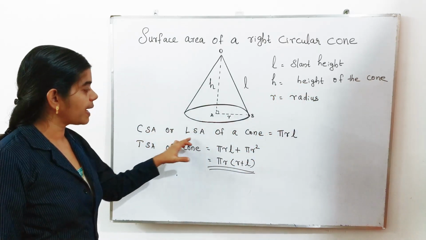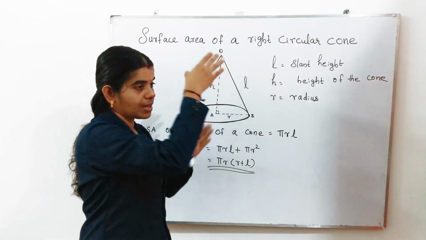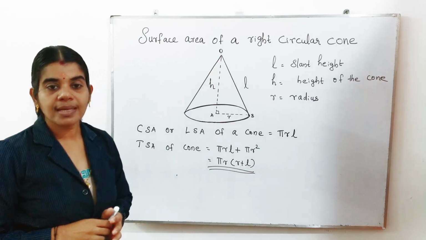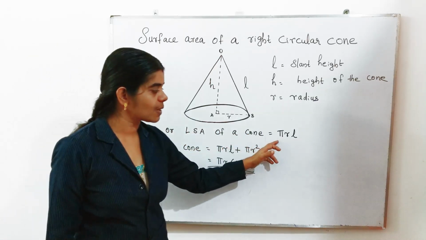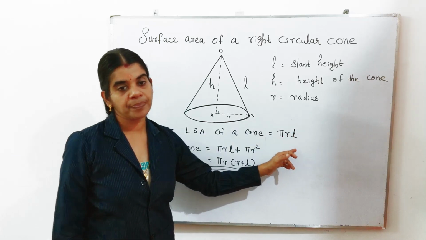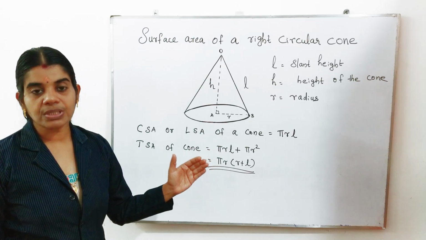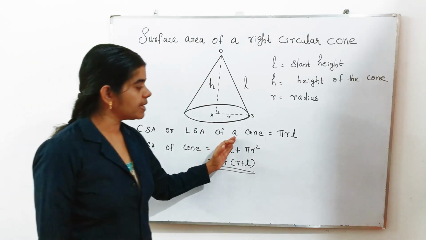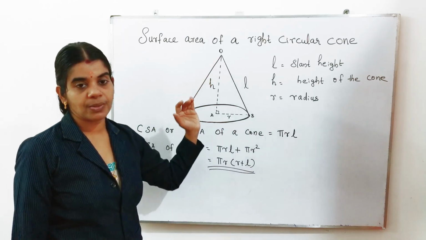Then the CSA or LSA of a cone. CSA or LSA means the top, triangular part only. That area is known as the CSA or LSA of a cone, and it is equal to pi r L. The value of pi is 22 by 7 or 3.14. So pi r L is the curved surface area, the triangular part only.